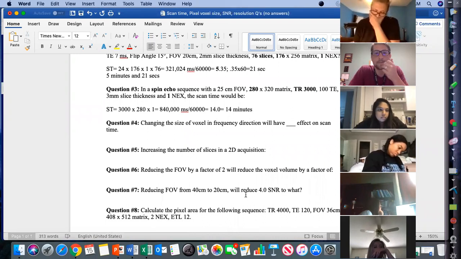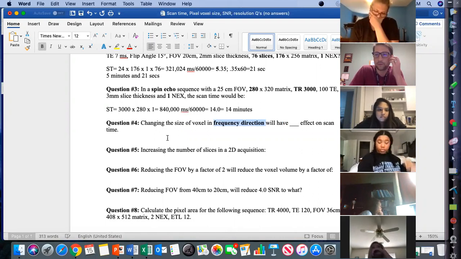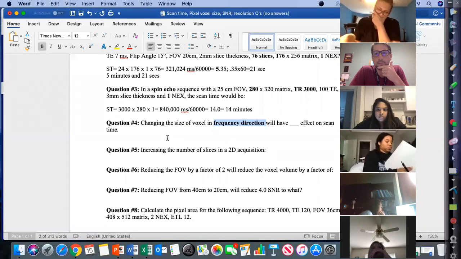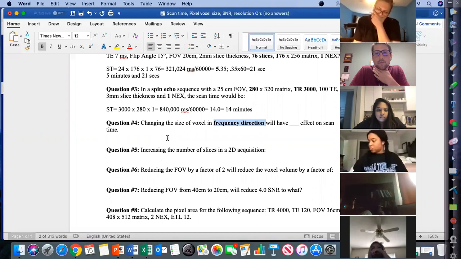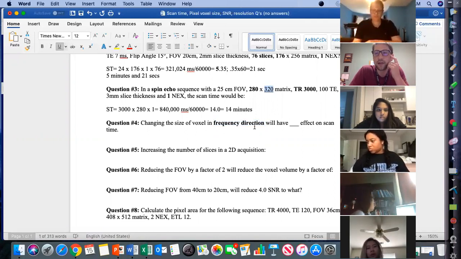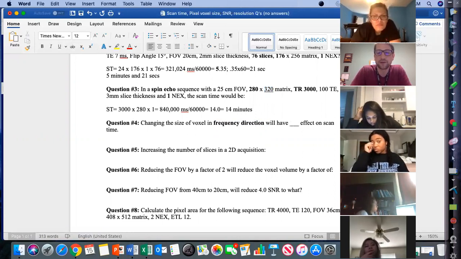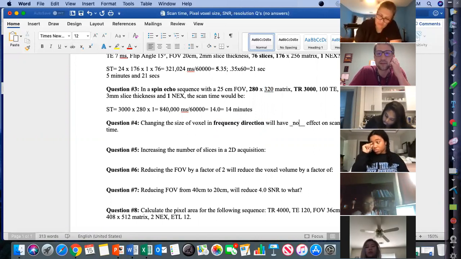All right, number 4. Change the size of the field of view in the frequency direction. What will the effect on scan time be? So this 320 is technically the frequency direction. Do we include that 320 in the scan time? No, it doesn't affect it. So no effect. It's kind of a trick question. But you'll get that a lot.